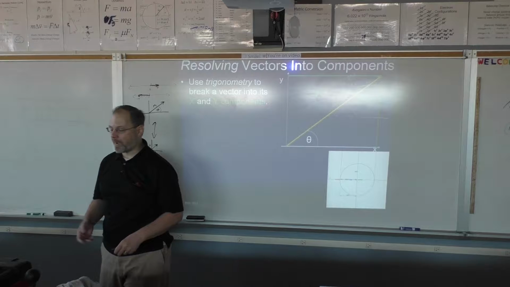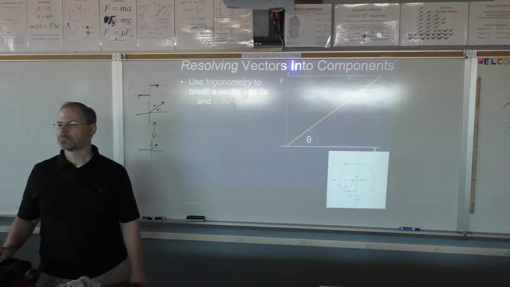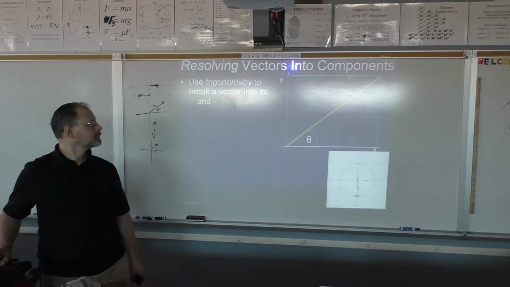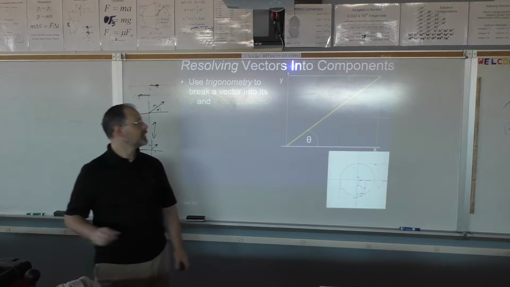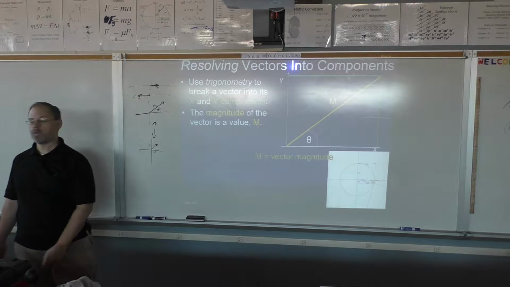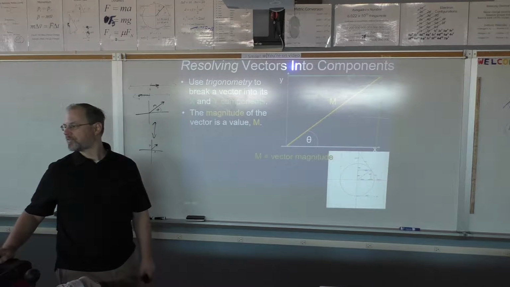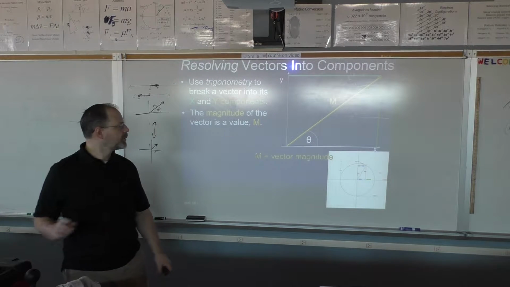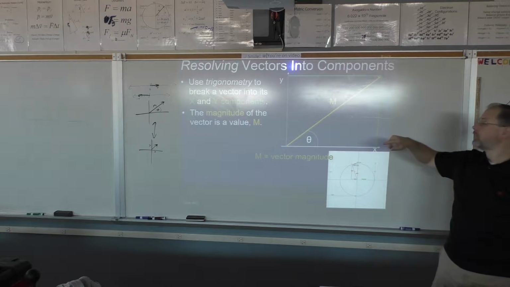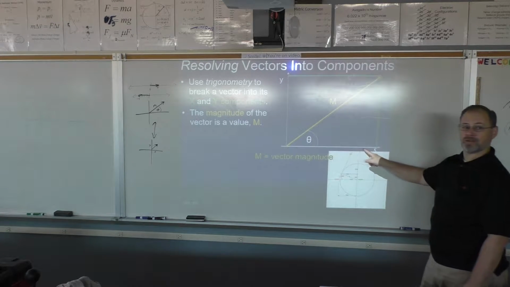Now, how might we go about figuring out how much xness this vector has? Well, what we have is a magnitude and an angle. So to find out the xness of a vector, we use triangle math. We want to know what this leg is. So the magnitude is the hypotenuse, and we use the hypotenuse and the angle to find the leg.